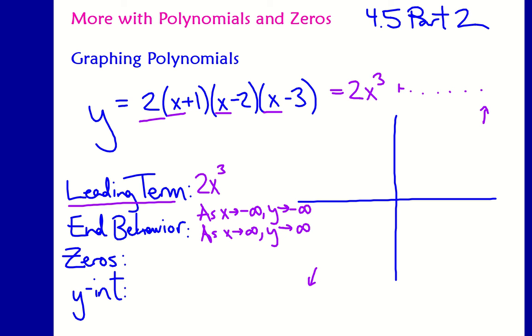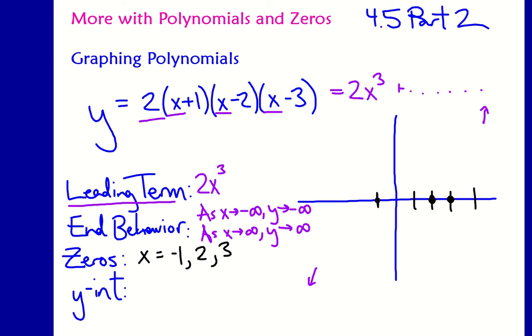I can also find the zeros of this polynomial because it's given to me in factored form. If I set y equal to 0, I can see that I would end up with x equals -1, +2, and +3. So that's where the graph is going to cross the x-axis: -1, +2, and +3. So I can put those on there.